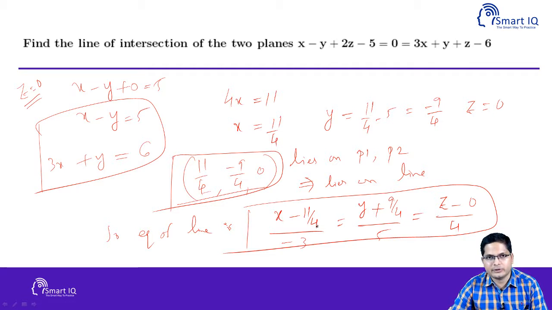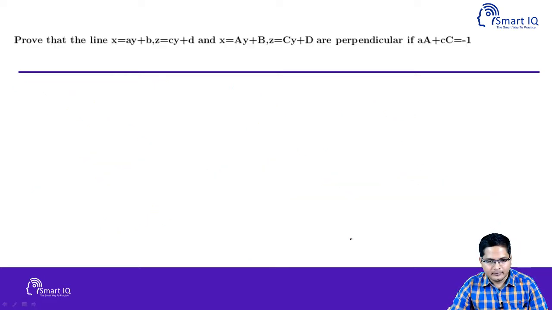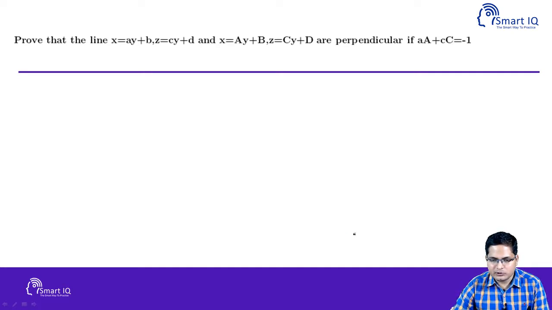11 by 4, position vector, 11 by 4 i minus 9 by 4 j plus 0 k cap, right? So let us see the last problem in 3D geometry. We are given two pairs of planes. This is the first plane P1. This is the second plane P2.